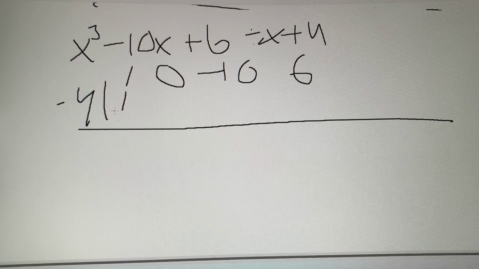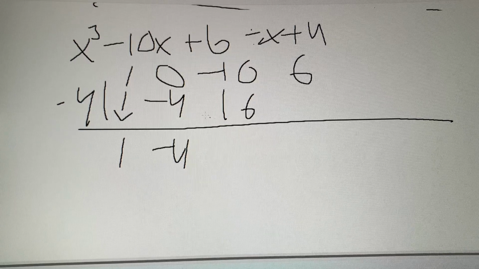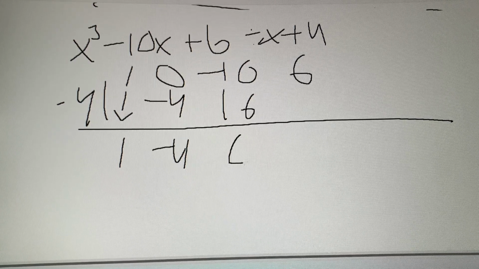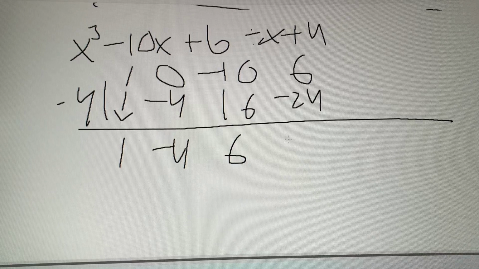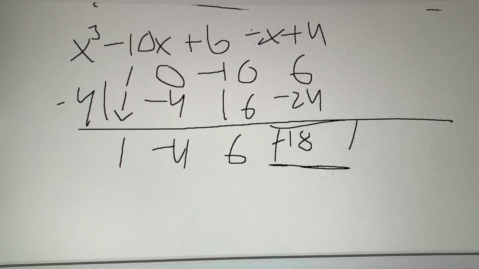Alright, bring down the 1. 1 times negative 4 is equal to negative 4. Negative 4 plus 0, negative 4. Negative 4 times negative 4, 16. 16 plus negative 10 is 6. And 6 times negative 4 is negative 24. And we're going to get an answer of negative 18. This is our remainder column. So we have a remainder of negative 18.